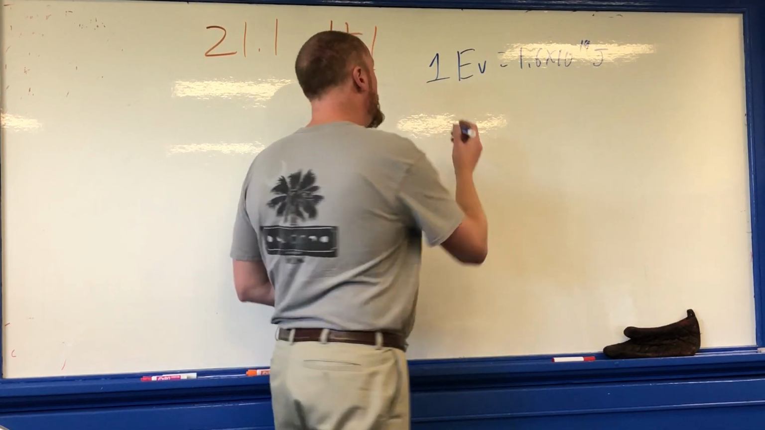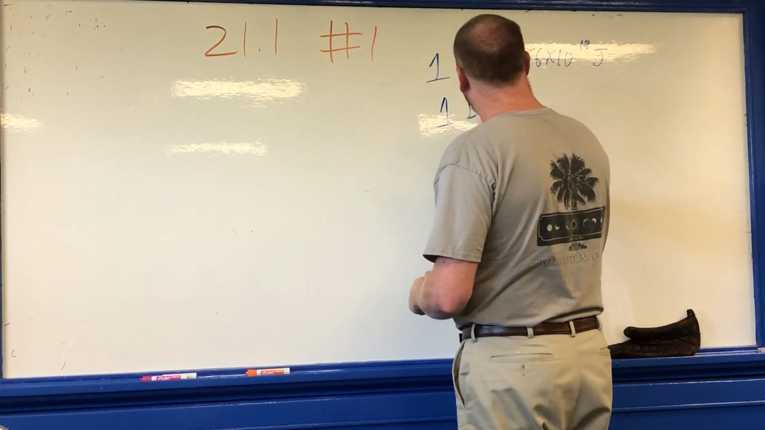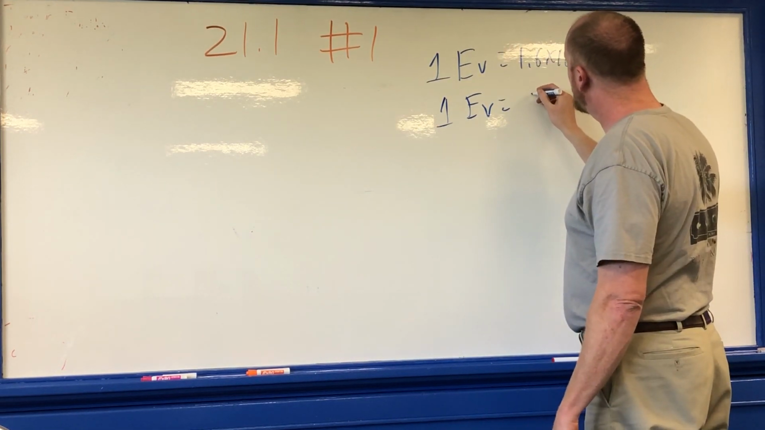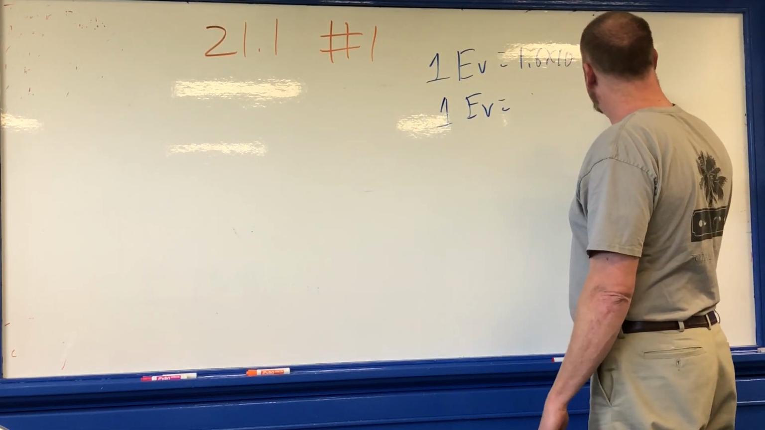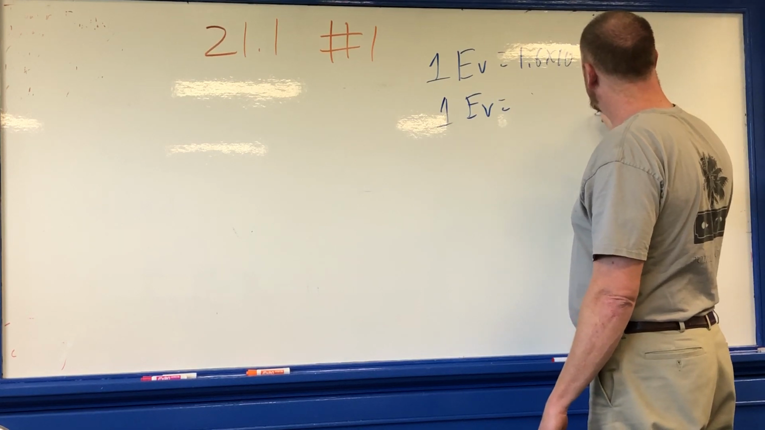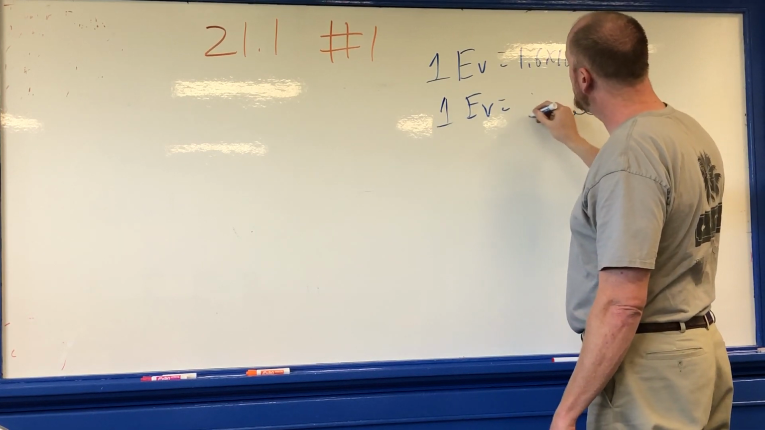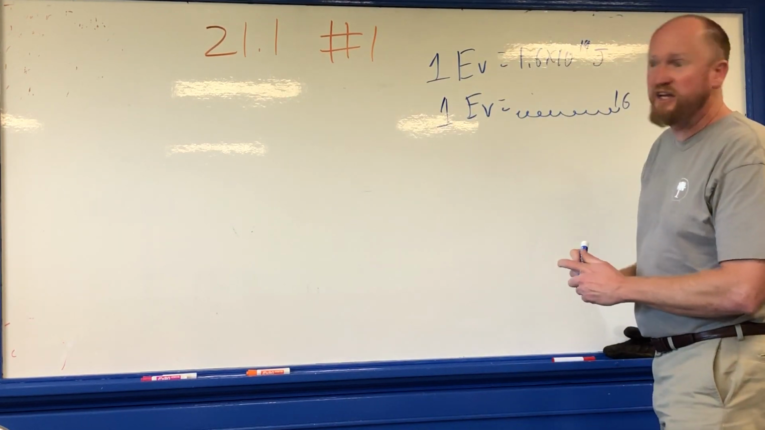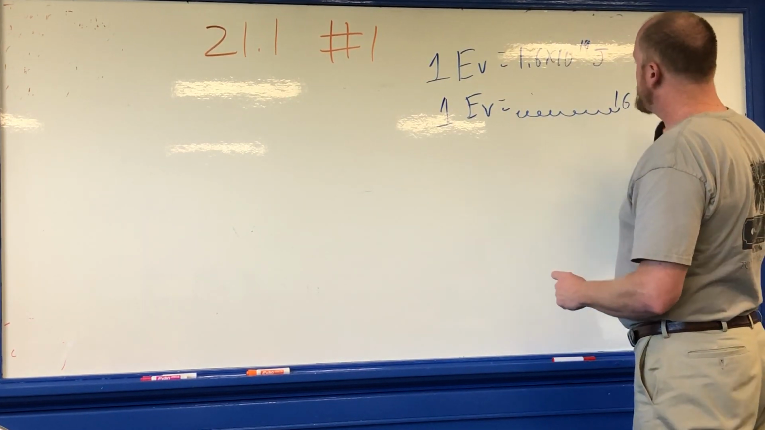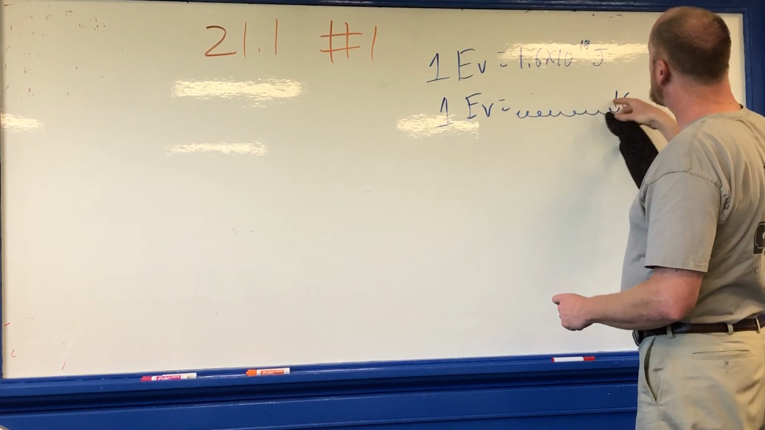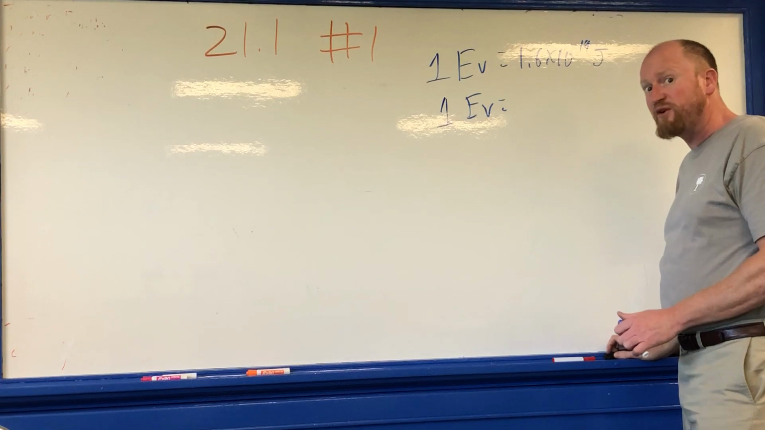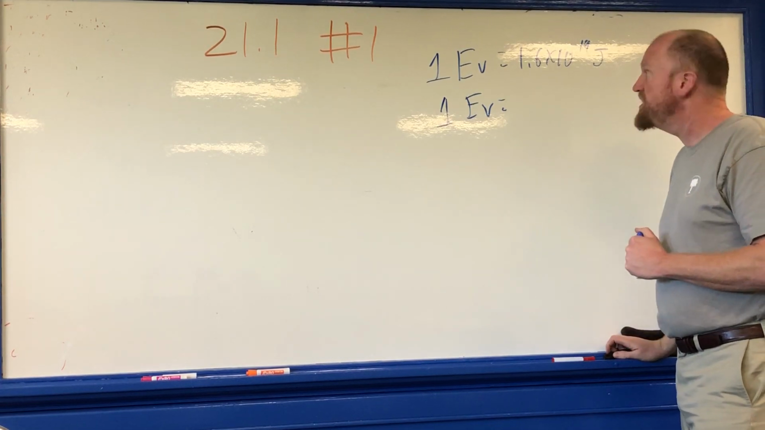So, in other words, 1 electron volt is equal to, let's see, 1.6 and it goes on for a very long time. I'm not writing it, okay? It's a lot of zeros. It would be a decimal, 18 zeros, 1, 6. That's how many joules we're talking about. These are very, very small numbers.